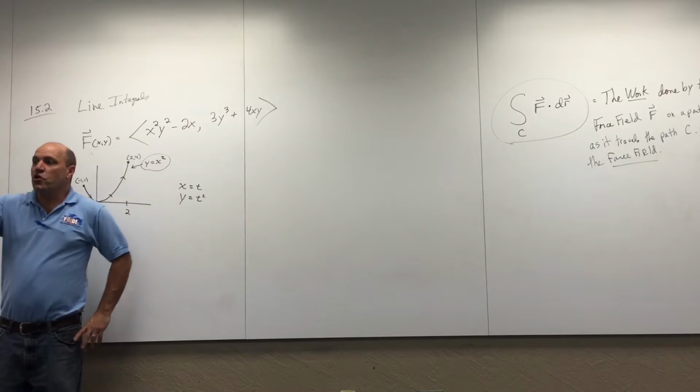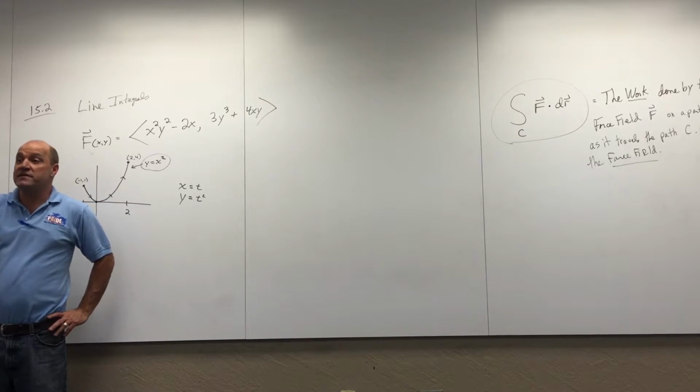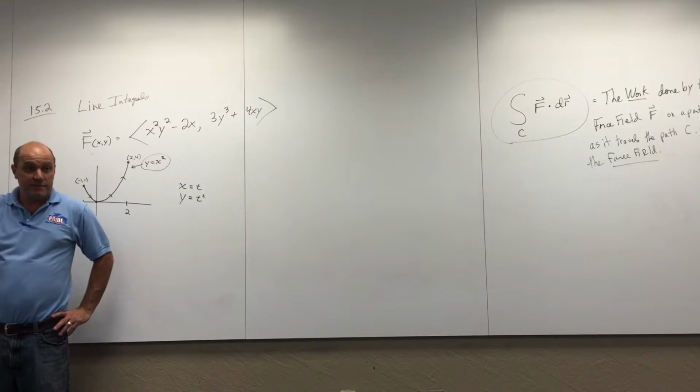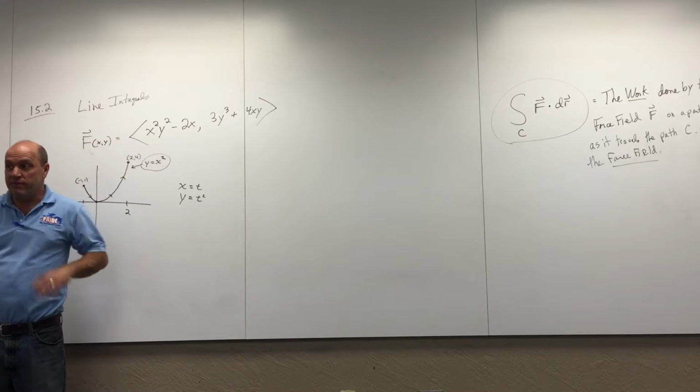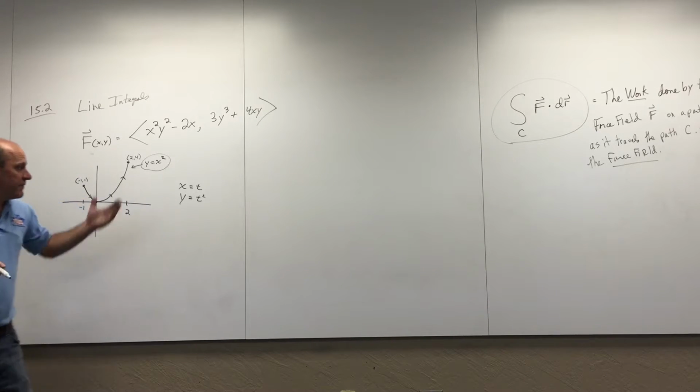Now that's not always true. If you're going around a circle, then I think sometimes it's good to let x be cos t and y be sine t. Those were my parametric equations for circular motion, if you remember. But anyway, this is cool.